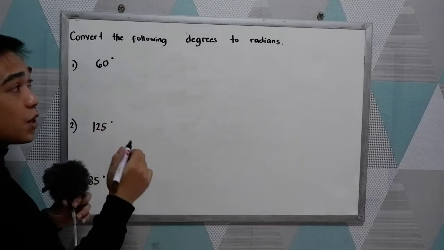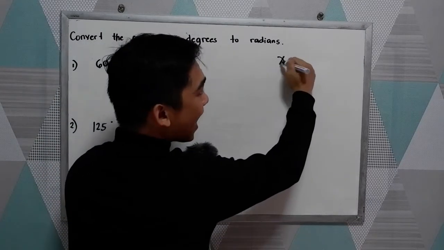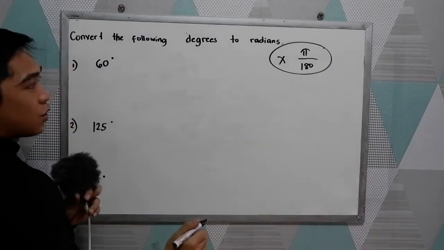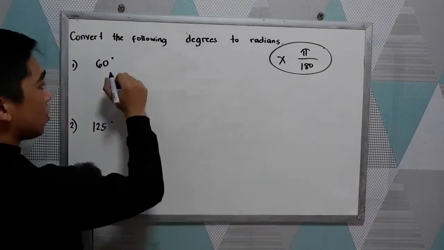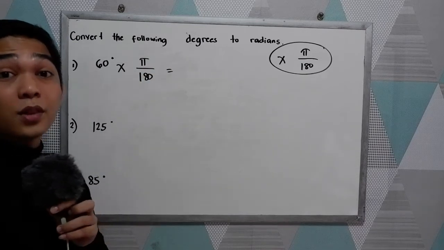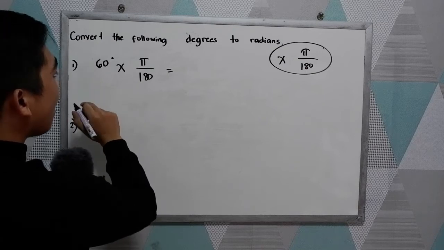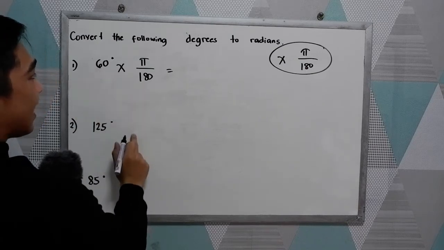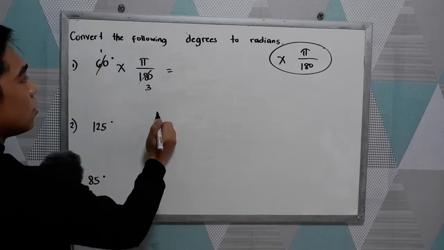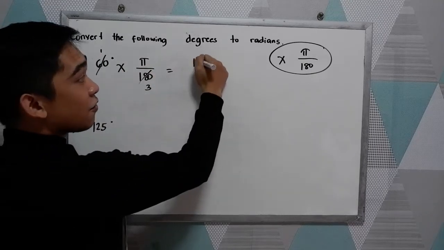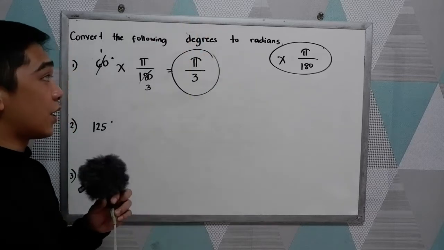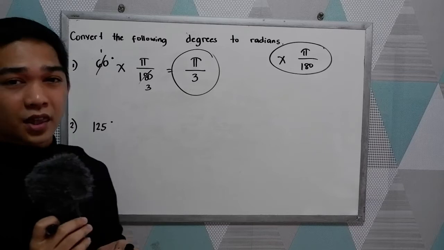To convert, we're just going to multiply by pi over 180. Okay, we're going to convert degree to radian. So multiply by pi over 180. Then we're going to simplify. So we have the cancellation method, 60 and 180. This will become 1 and this is 3. So we have 1 times pi, so we have pi all over 3. So that would be our answer. Pi over 3 radian.